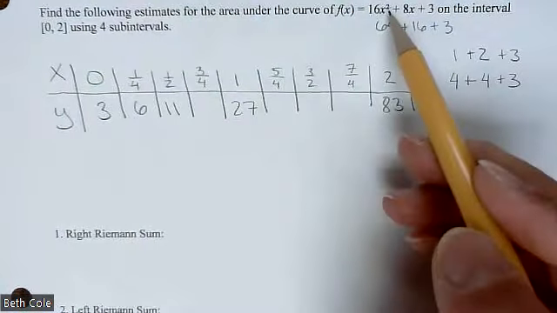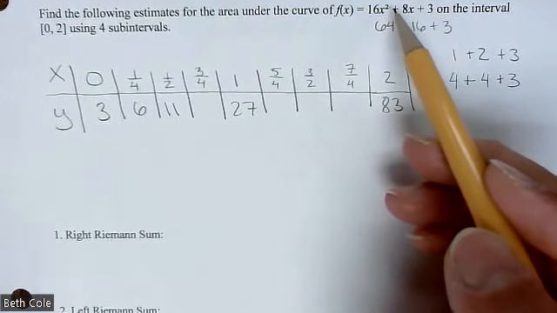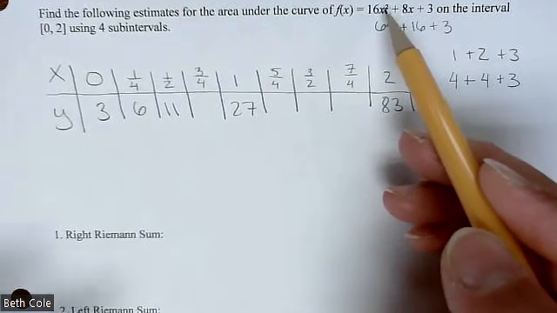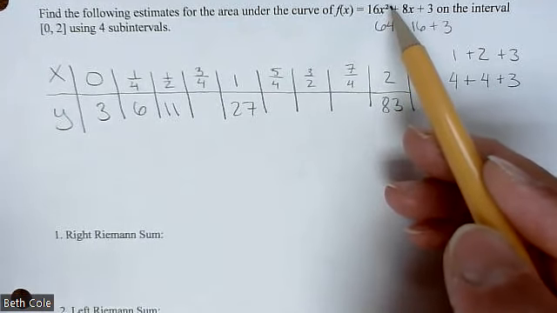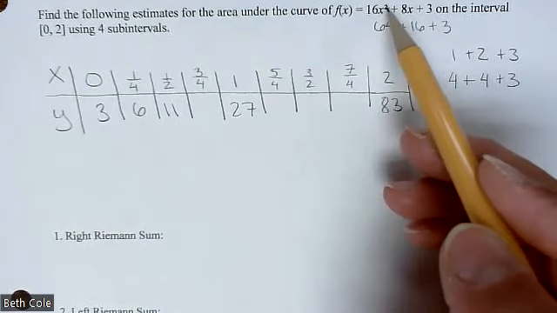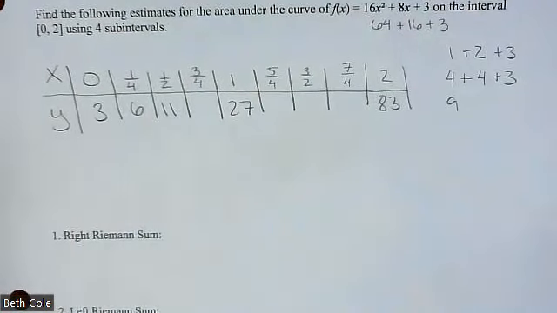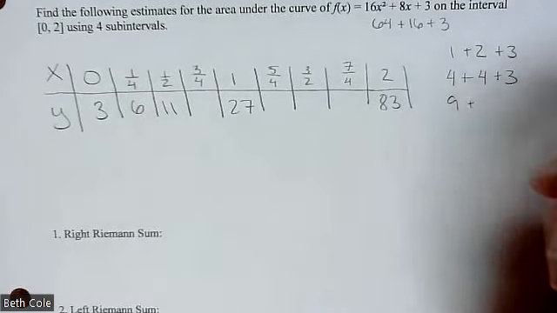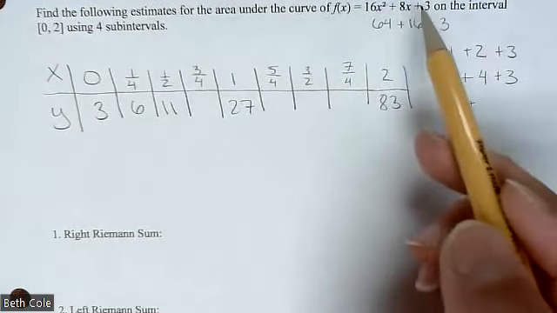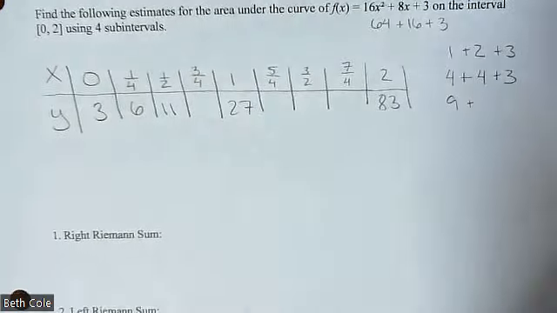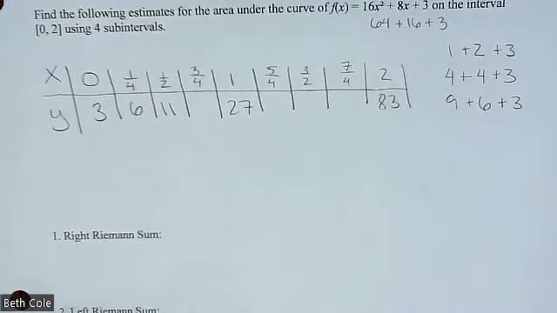All right, let's do 3/4. 3/4 squared would be, you take 3/4 and square it. 9/16, that'd be 9/16 times 16 would just be 9. The 16ths are going to cancel. All right, plus 8 times 3/4. 8 times 3 is 24, divided by 4 is 6. And then they all have plus 3 at the end. What is that, 18?